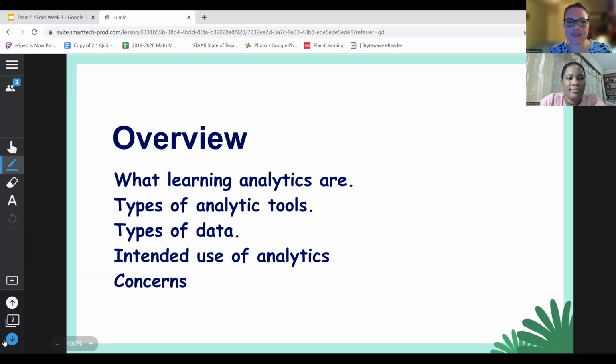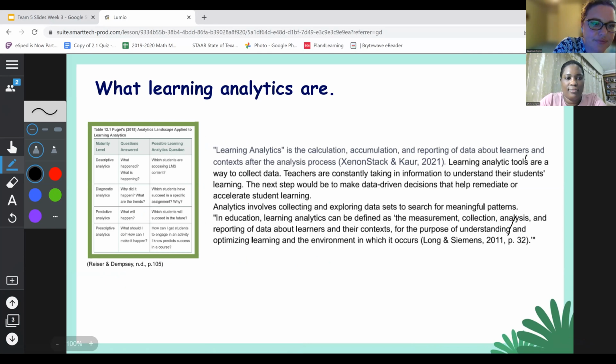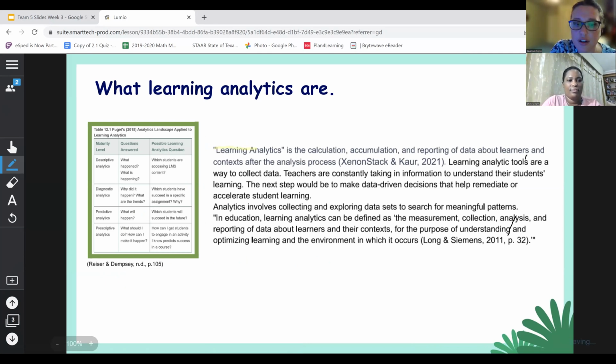So for learning analytics, we're going to have an overview of what learning analytics are, types of analytic tools, the types of data, intended use, and concerns. First of all, what learning analytics are. Learning analytics is the calculation, accumulation, and reporting of data about learners' context after the process. What that means is that after you assess them, you're going to use the data to figure out how to remediate whatever you need.